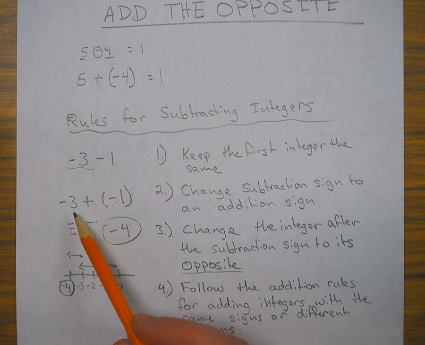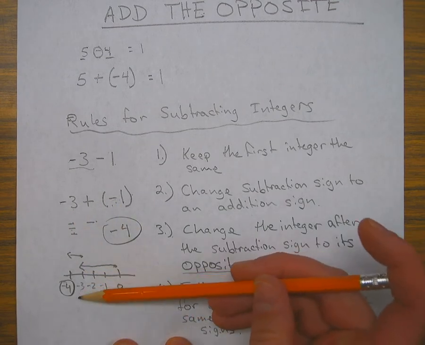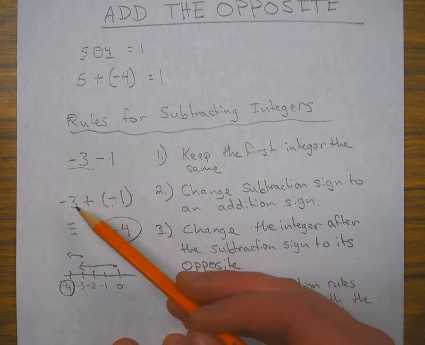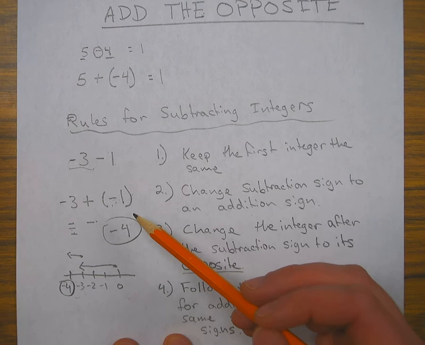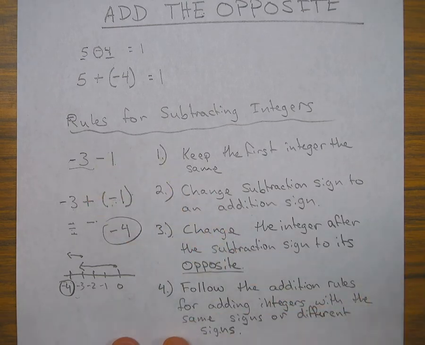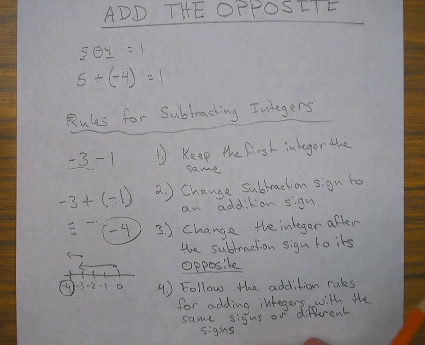But just thinking, okay, I'm on the negative side. I have 2 negatives. I'm getting more negatives, so I'm going to be at -4. So just remembering, if you're adding integers with the same sign, it's going to be whatever it is. So this is 2 negatives, so it's going to be negative. So hopefully that makes sense.